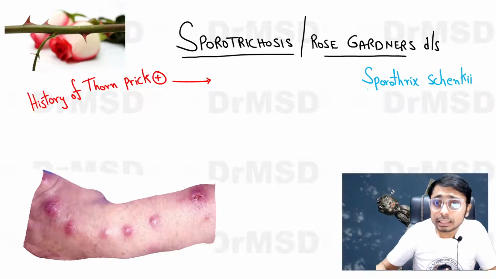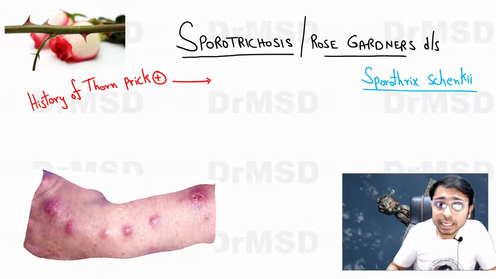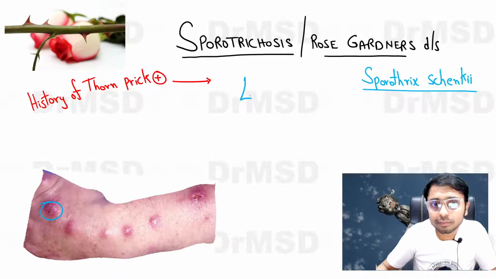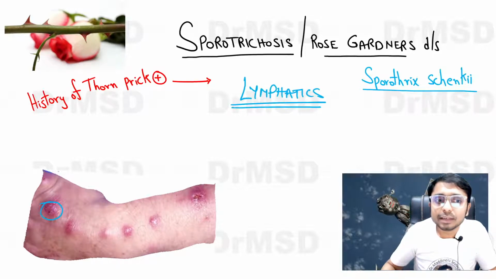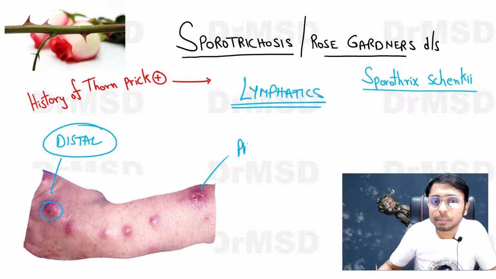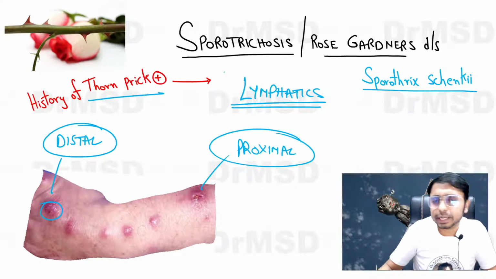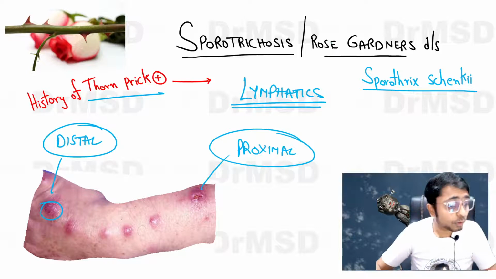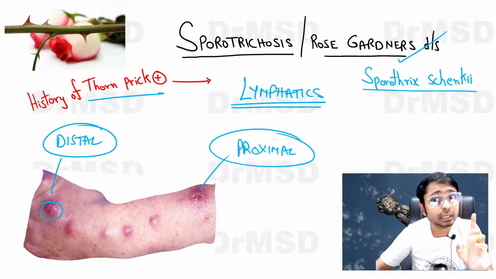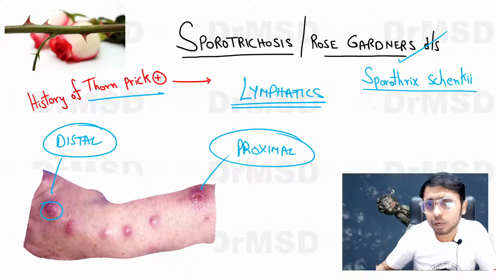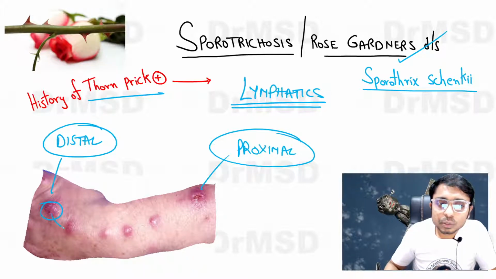Because Sporotrichosis, when it gets inoculated into the skin, will invade the lymphatics. Very important for you to remember. It will invade the lymphatics, and slowly it will move from more distal parts of the body to more proximal parts of the body. So there can be a history of thorn prick, as I've told you, and this condition, sporotrichosis, is also called rose gardener's disease. Very important clues.